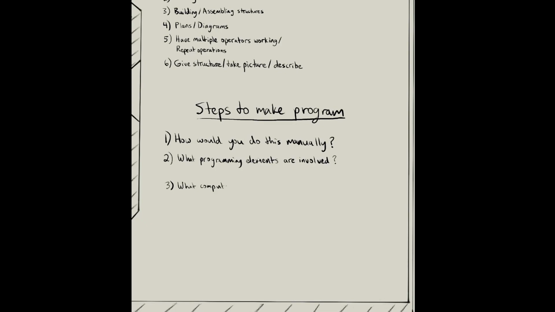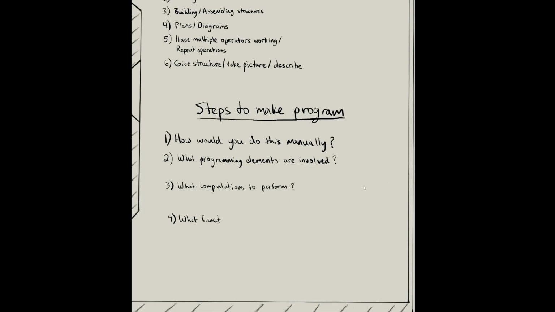So next, you want to figure out, okay, what programming elements are involved? So in order to do the thing that I did manually in a program, what are the sorts of things I'll need to include? So this is things like, what are the variables and structures, right, that I'm going to have to incorporate here?